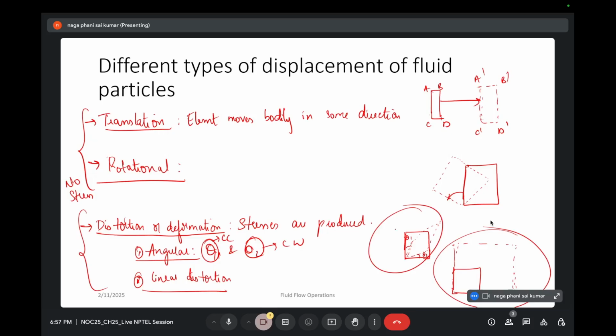So these are three types of flows. One is translation flow, which is just displacement of the particle. There will be no stresses produced in this type of flow. The second one is rotational flow. Even in pure rotational flow, there will be no stresses forming. But in the third type of displacement of fluid, where the particle will be distorted or deformed, we can have either angular deformation or linear distortion. In this, stresses will be produced.